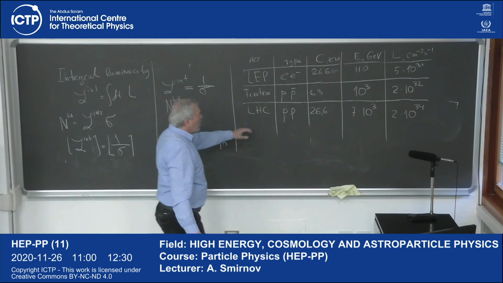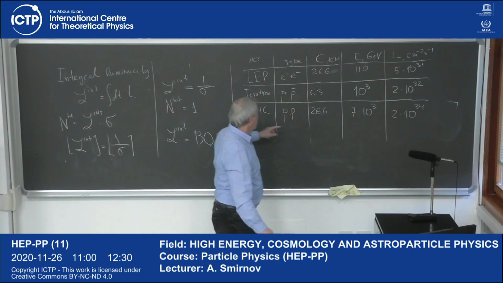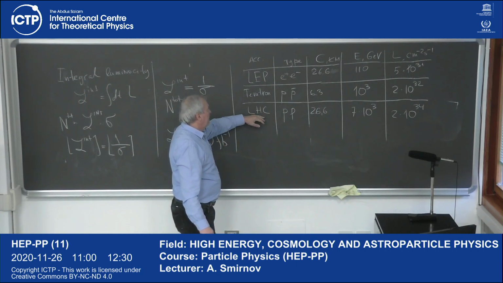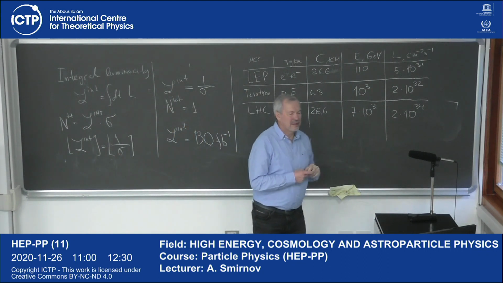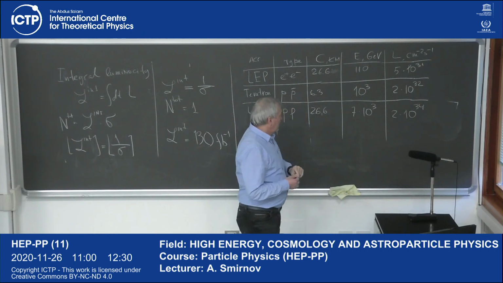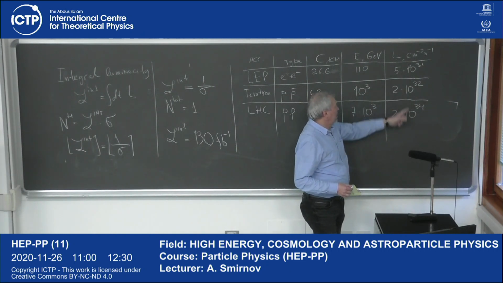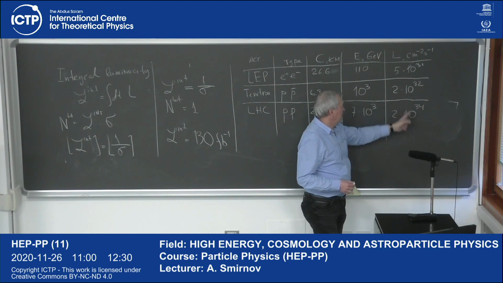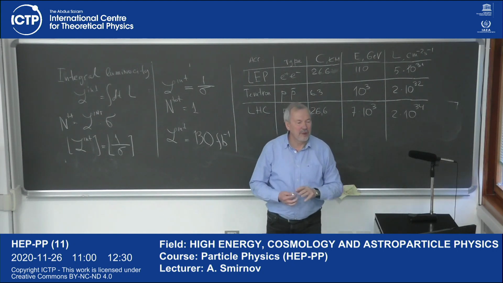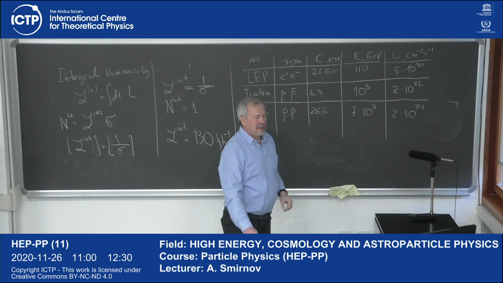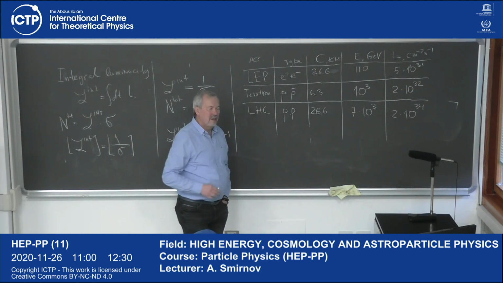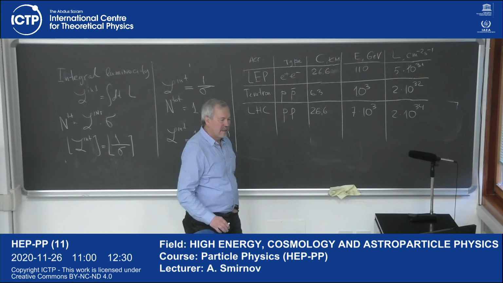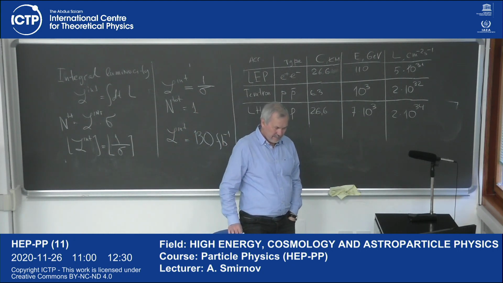Now tell me, why is this luminosity of the LHC much bigger than the luminosity of the Tevatron and LEP? Who can answer? It's almost 3 orders of magnitude, and here it is 2 orders of magnitude bigger luminosity. So why? The luminosity of the LHC is much higher than the luminosity of other colliders. Any idea?